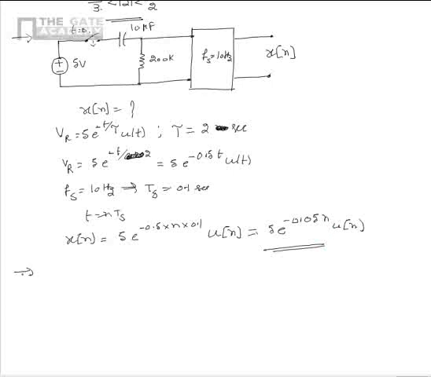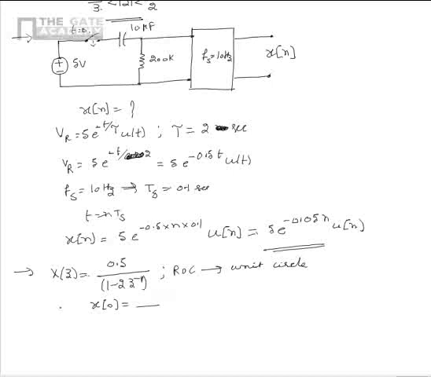Now let us consider another problem, as per which it is given that a signal x of n has a z transform of 0.5 divided by 1 minus 2z inverse. It's given that the ROC of x of z includes the unit circle. From this, we need to find the value of x of 0.